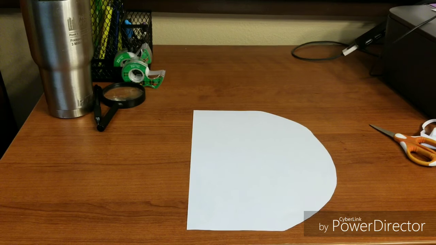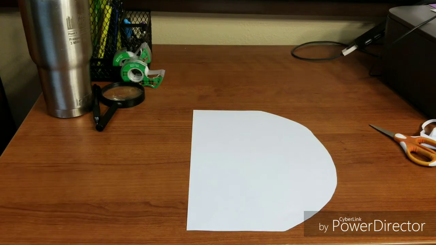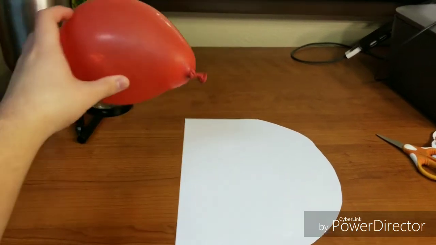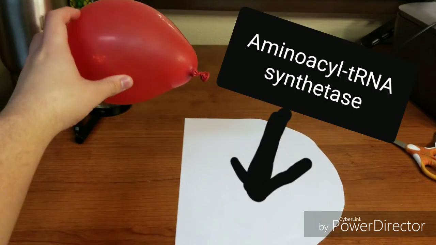And now we move on to translation, starring everyone's favorite, the ribosome! Everybody give a hand! First, a correct match between a tRNA and an amino acid, done by an enzyme, aminoacyl tRNA synthetase, must be performed.